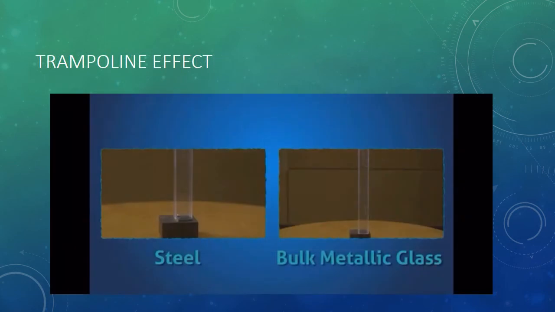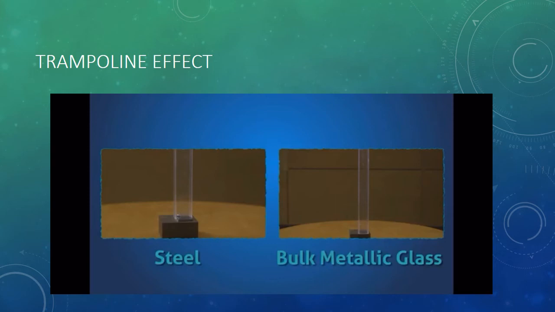One cool fact about amorphous metals is a phenomenon called the trampoline effect. This is where a material is made of amorphous metals and inhibits the spring effect. Let us watch this video and then we can talk about it. As you can see, the ball inhibited the spring effect in the bulk material glass container.